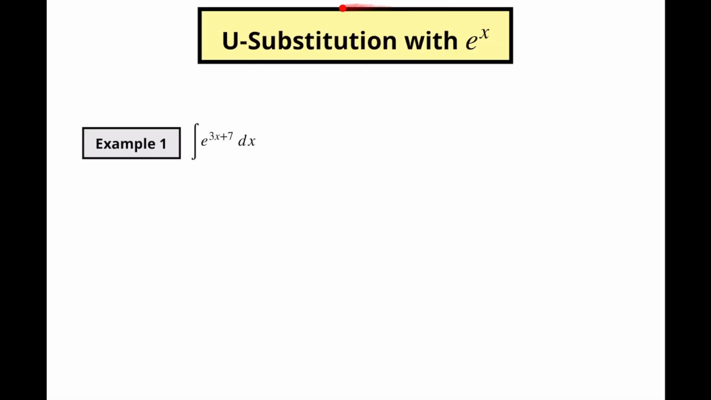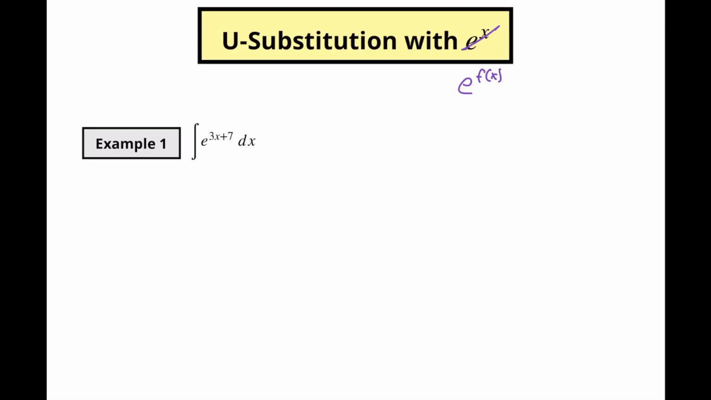So, U-substitution with e to the x. Well, first off, I actually don't like that e to the x. I'm going to call this e to the f of x. So what's happening if we've got some function within the e function? Here we can see that this piece is going to be our u. That's the inner piece. And if you don't know about U-substitution, make sure you check out this video where we go through the whole foundation of what U-substitution is all about.